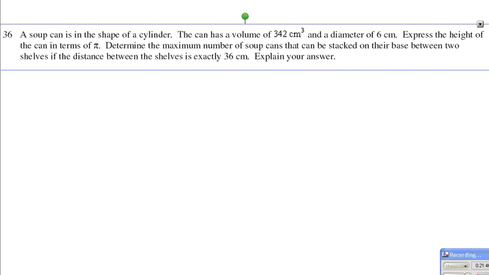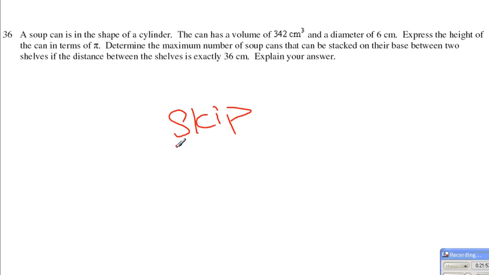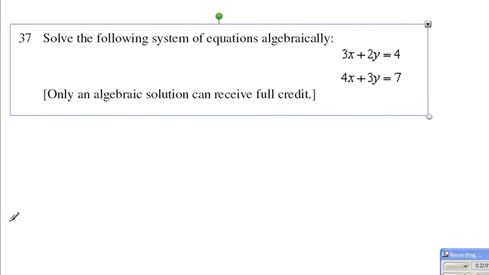All right, the next one here, we have a soup can in the shape of a cylinder. In fact, since we didn't talk about the volumes that much, let's skip this question. Yeah, we will go over this solid geometry a bit later. Now the next question, algebraically.